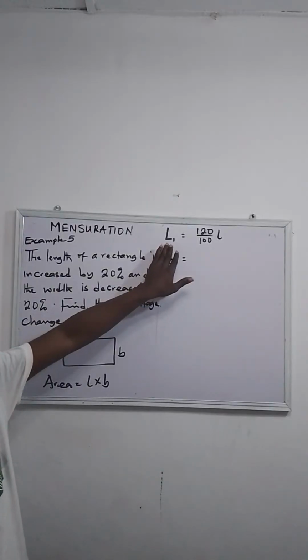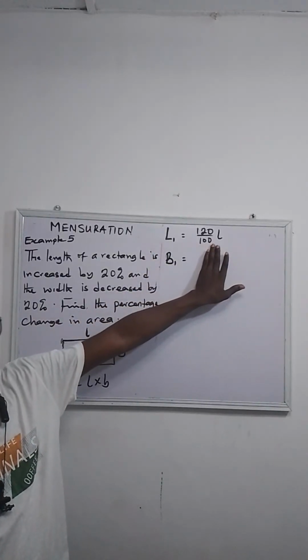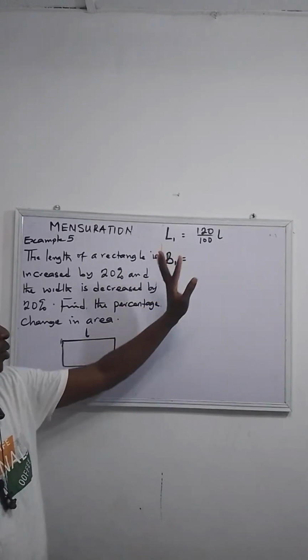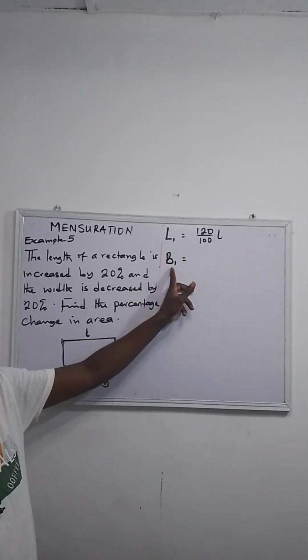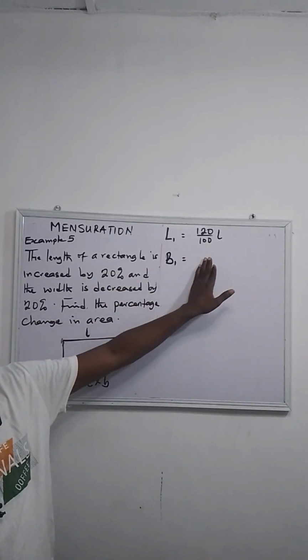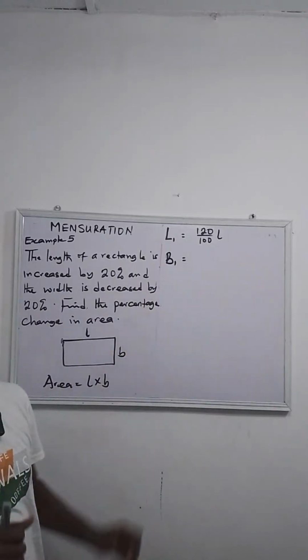Now this is the length increased by 20%. So we have it as 120 over 100 L. So the width decreased by 20%. So what is going to be the value? How is it going to look like? So I want you to drop that in the comment section.